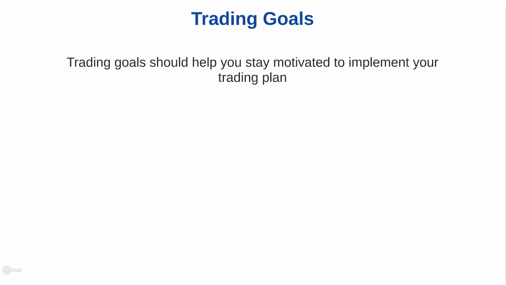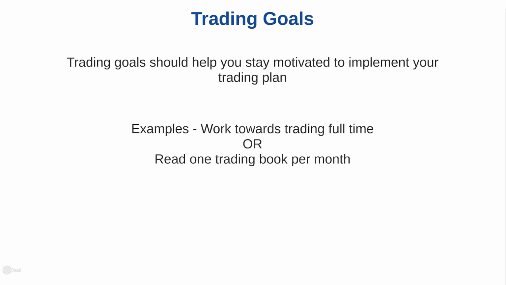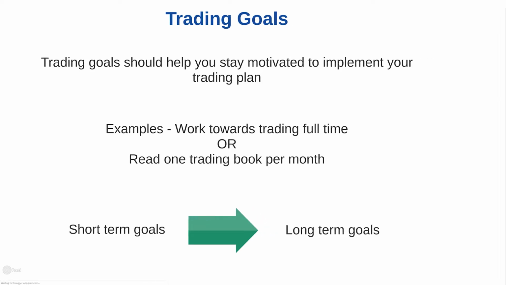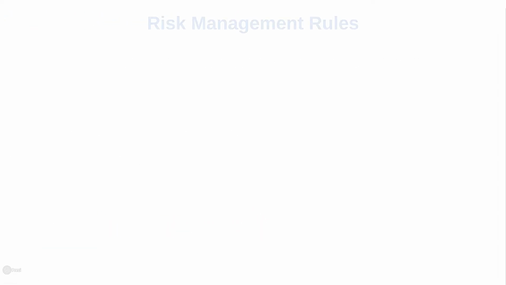You could have an aim of reducing the amount of work you do in order to trade more, or even move over to trading full time. They could be monetary goals, or even educational goals. I find it best to set short-term and long-term goals, with the short-term goals being small steps towards that main aim. The next thing I definitely think you should include in your plan is your risk management rules.